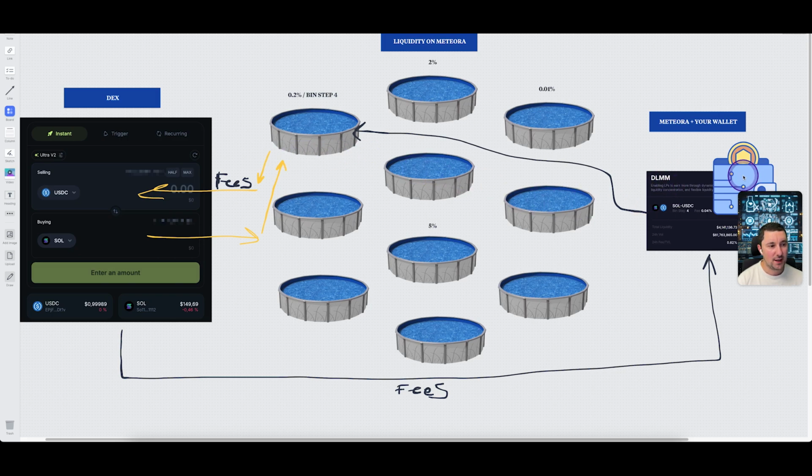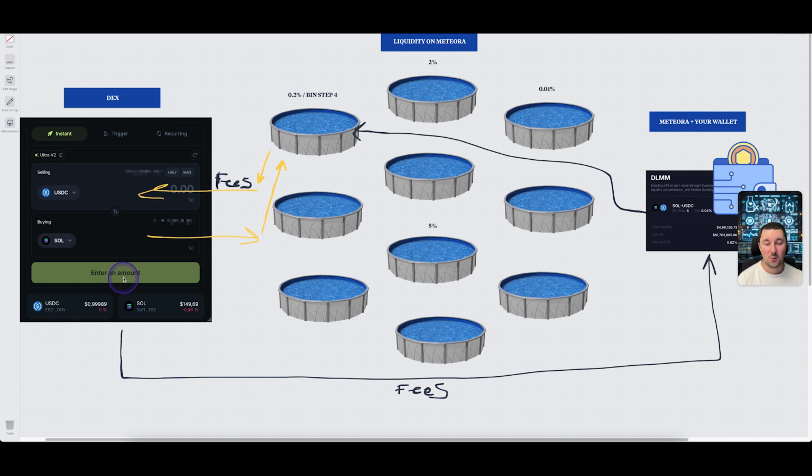So we can, with our wallet, on the right side, provide liquidity into a specific pool. For example, you swap USDC to SOL, and Jupiter routes you to this 0.2 slippage pool with a bin step 4. And you, with your wallet, with your liquidity, are providing liquidity. So you put some USDC and some SOL, or just SOL, or just USDC, you decide, into this pool, and you earn fees every time a user swaps these two tokens.